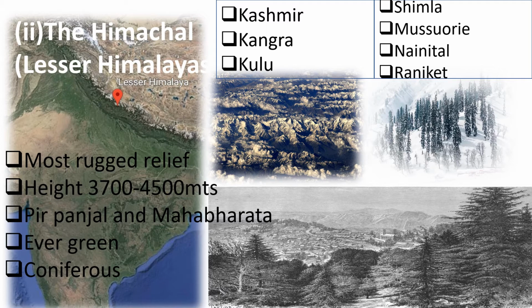And this region is very famous for hill stations like Shimla in Himachal Pradesh, Mussoorie, Nainital, Ranikhet in Uttarakhand. And this region is very famous for fruit cultivation. And this region is mostly covered with evergreen and coniferous forests.